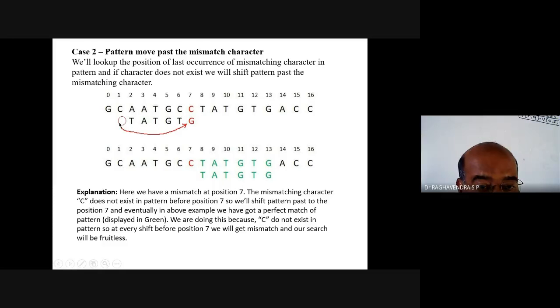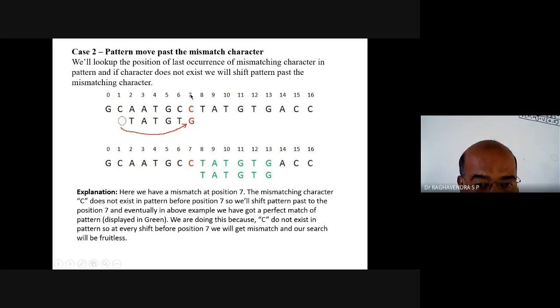So C will be compared here, and here, and here, trying to locate the C. Once again, we try to locate the C. So this is the last position. Okay, so what happens? We will shift the pattern past position 7.